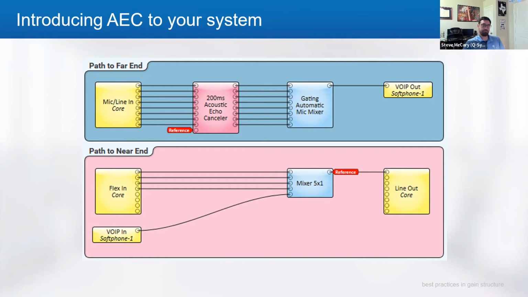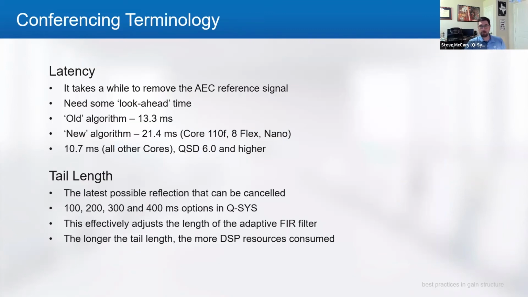This is specifically for conferencing applications. This is making sure that when the far end speaks and the far end material comes out of the speakers in the near end, that's the room that you're in, that speech does not come back into the microphone and then travel back to the far end. That's the echo. I'm sure everybody has heard it at some point in their lives. So let's talk about a couple of things when we get into AEC.